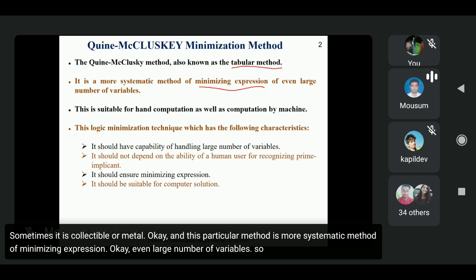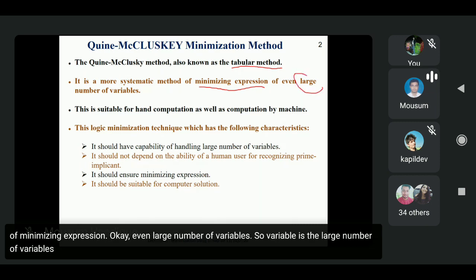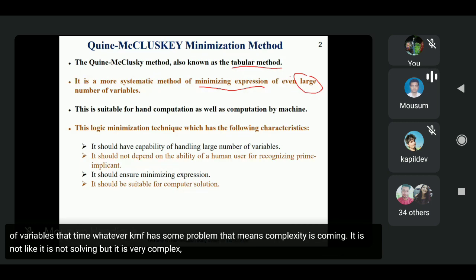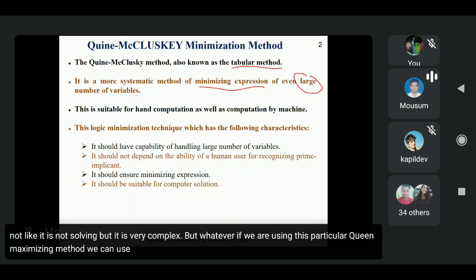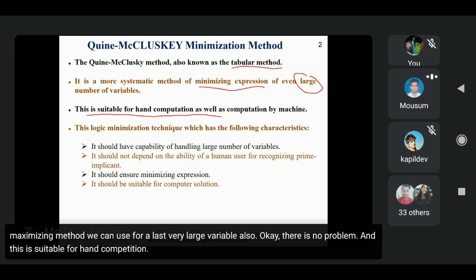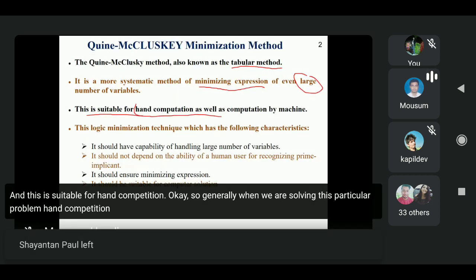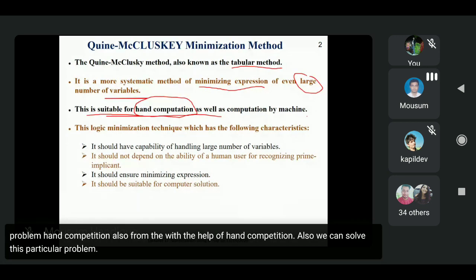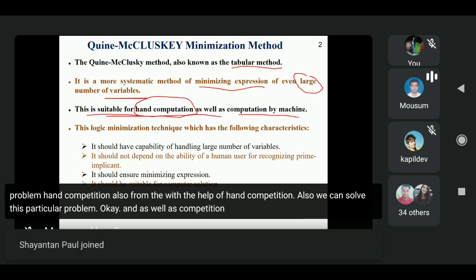When the number of variables is large, the K-map has some problem, that means complexity comes. It is not that it cannot solve it, but it is very complex. But if we use this Quine-McCluskey method, we can use it for a large number of variables also. There is no problem. And this is suitable for hand computation, so we can solve this problem by hand, as well as by machine.